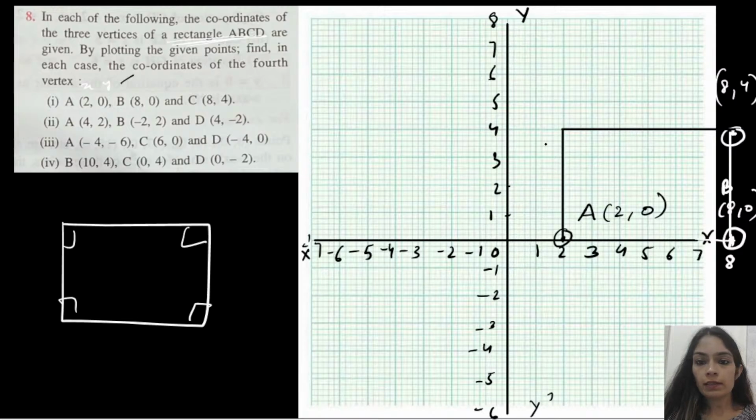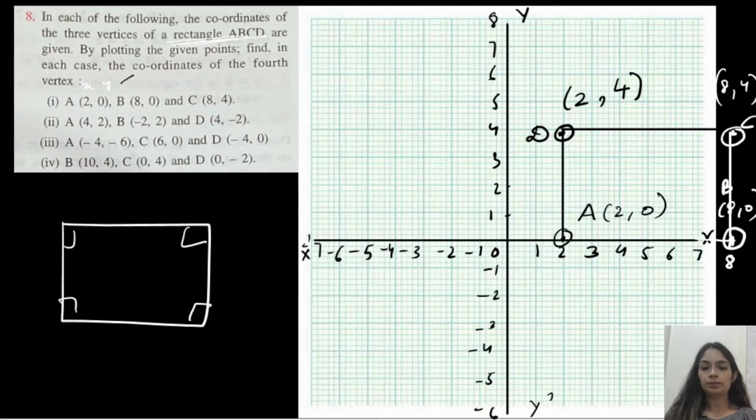So here I got the fourth point, not C, it is D, because it is the fourth one. This is A, this is B, this one is C, and this one is D. What is the value of D? We just have to find the value at this point. Opposite on the x-axis the point is 2, so the abscissa here is 2, and opposite on the y-axis the point is 4. So the ordinate's value is 4. So D is 2 comma 4.